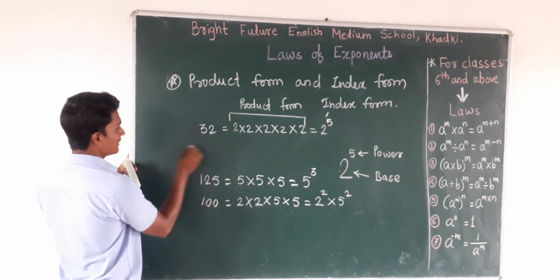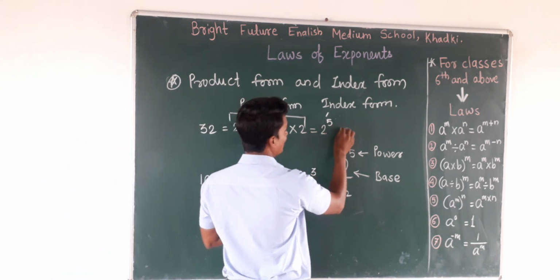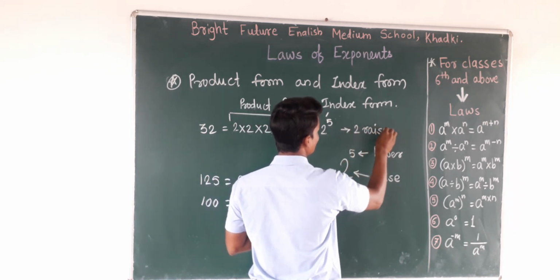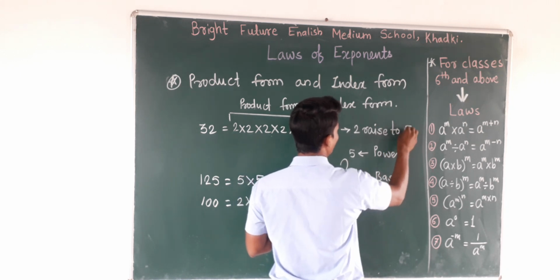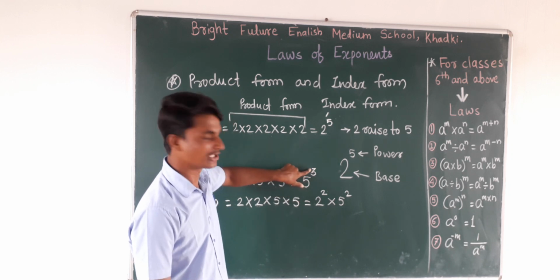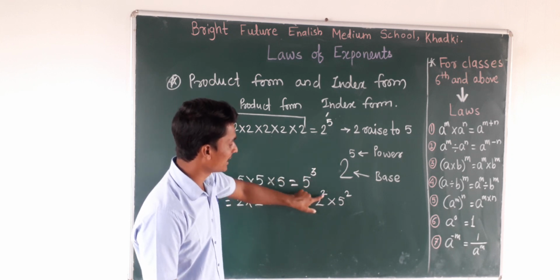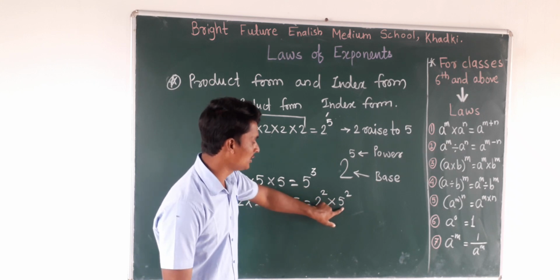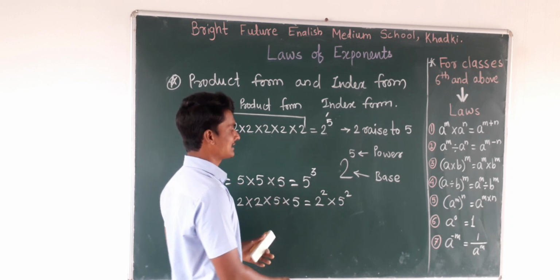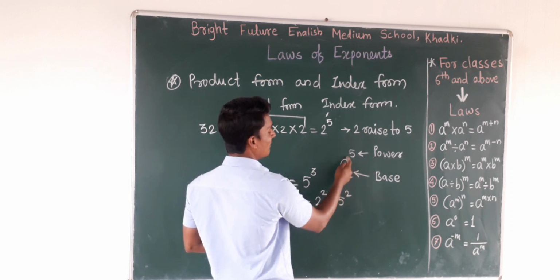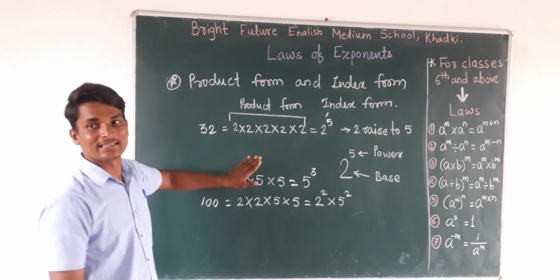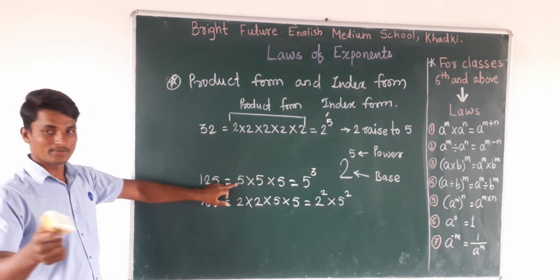Suppose we have to read this number, then we can say we have to read it like this: 2 raised to 5. Here we can say 5 raised to 3. Here we can say 2 raised to 2 multiplied by 5 raised to 2. Raised to means power. Or we can also read it in this way: power 5 base 2. So this is called the product form, and this is called the index form.